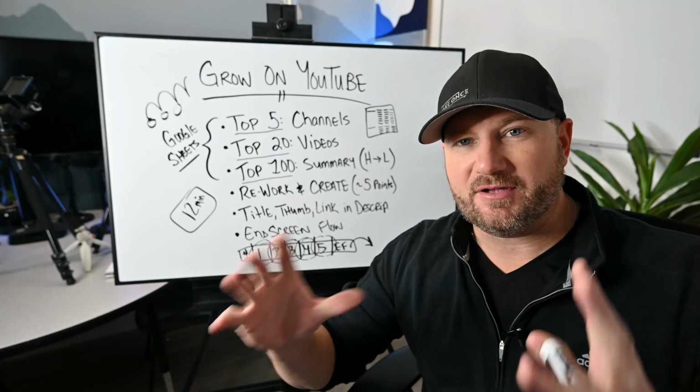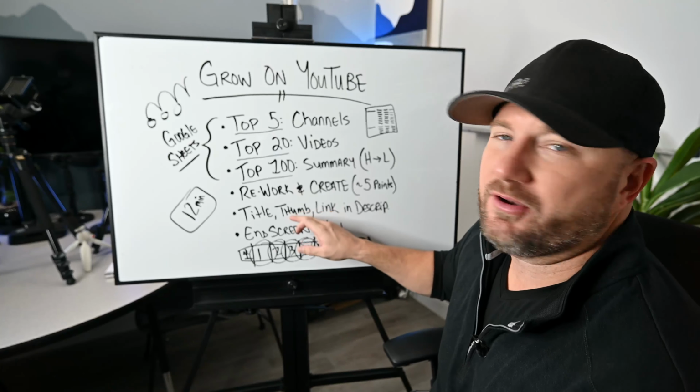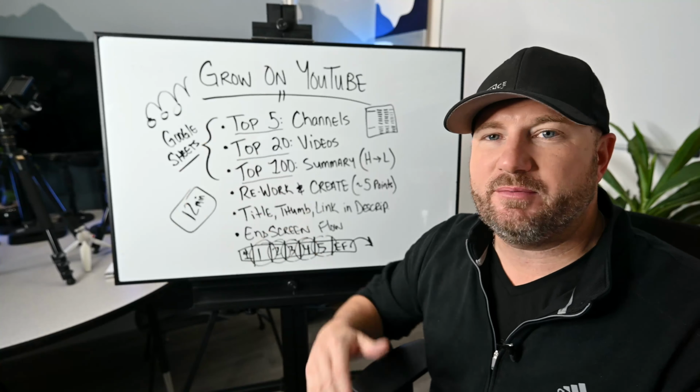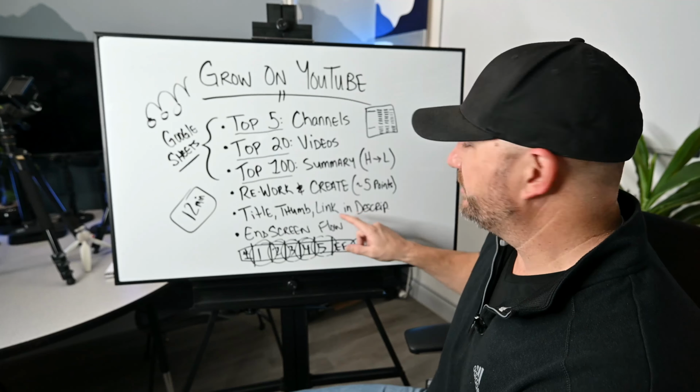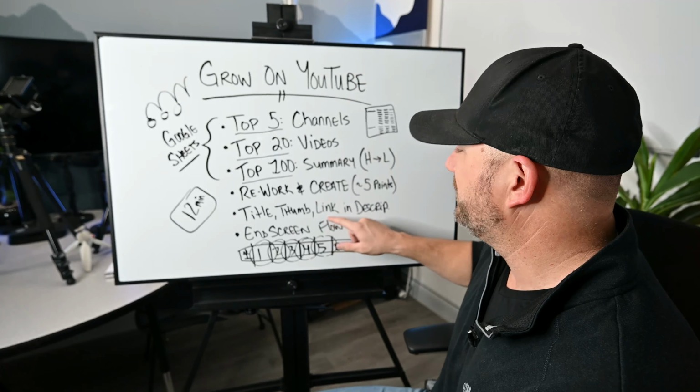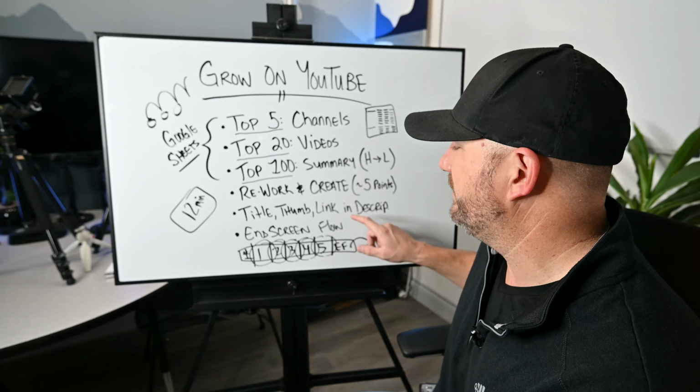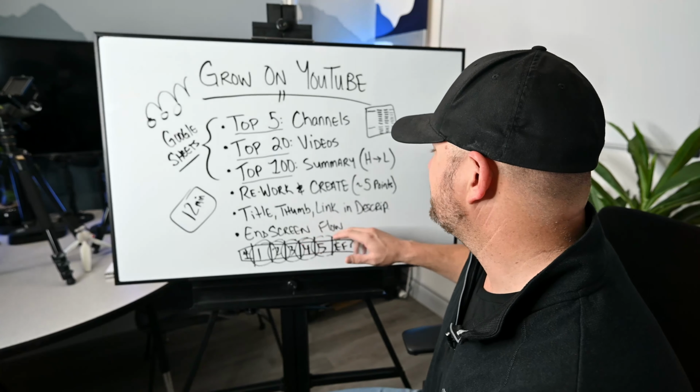You want to use the same type of framework they're using. Really model the thumbnail. If they use a yellow background, maybe use a blue background, and then put a link to your VSL funnel or put a link to your website in the description with a good call to action in the description of that YouTube video. And then make sure you have a good end screen flow.